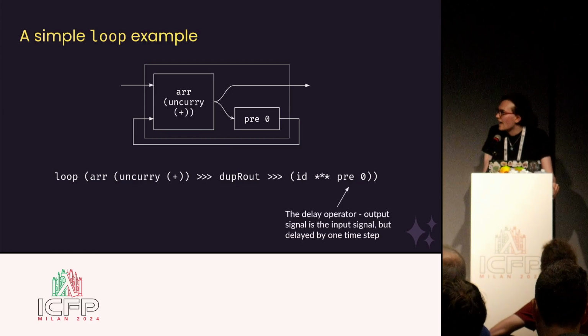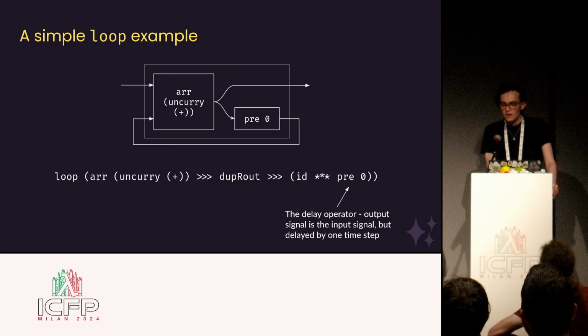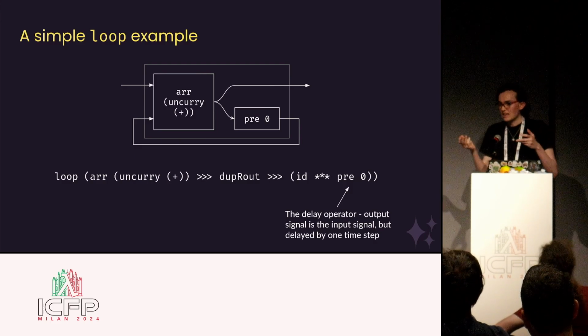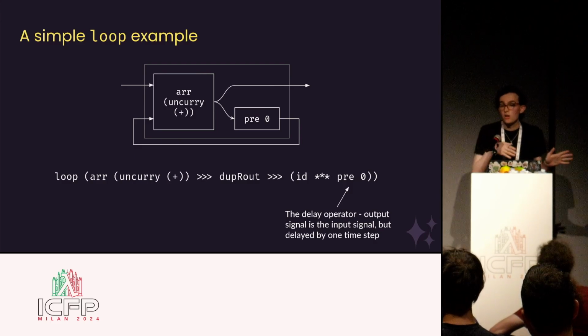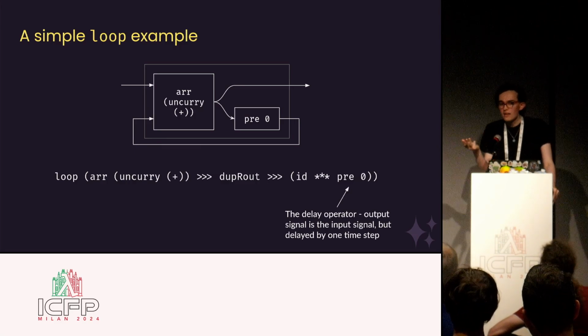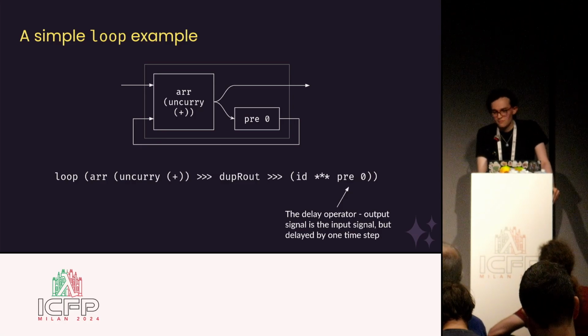First of all is this delay operator called pre-0, or you can put any value within the pre instead of just 0. It takes in some input signal, and then its output signal is that same input signal, but delayed by one time step. So for example, if I have a signal that takes values 1, 2, 3 during the first 3 time steps, the output of pre-0 becomes 0. We prepend 0 to the start of the signal, so for the first time step 0, then 1, 2. So yeah, this is just a nice delay.